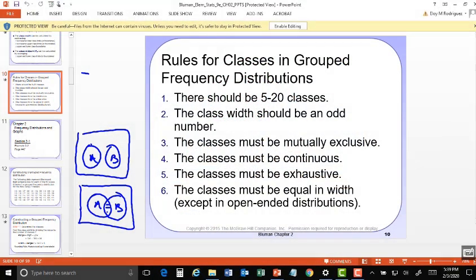So when you do your boundaries, what they're saying is that this class shouldn't overlap with the other class. That means they're not mutually exclusive. You don't want to have any overlap. That's all it means. The classes must be continuous. That means it goes from the lowest data point to the highest. Exhaustive means there must be a place for everybody. And you want the classes to be equal width. Okay. Any questions?